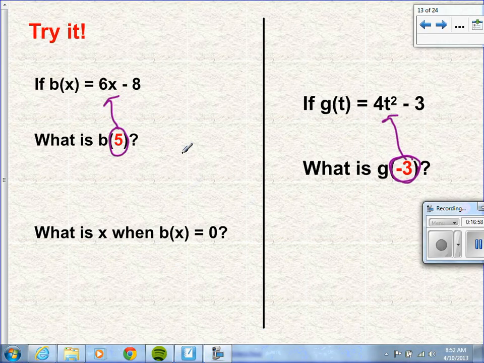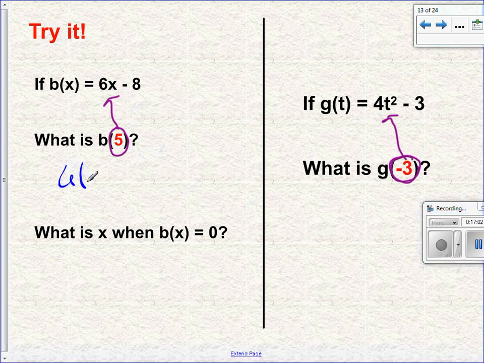Okay, what do we get when we plug 5 in for x? 6 times 5 minus 8. 6 times 5 is 30. What's 30 minus 8? 22. Good. What about this one?